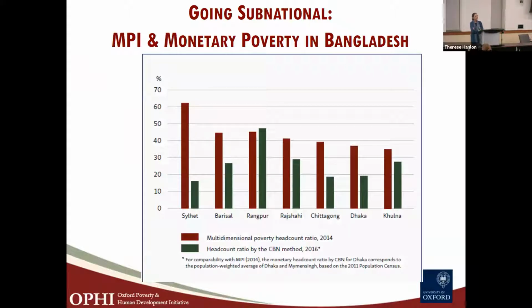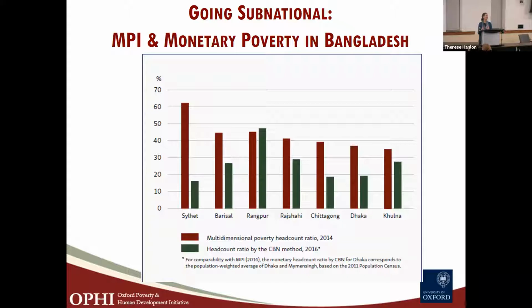Now, how does this happen subnationally? I mentioned that the global $90 a day cannot be disaggregated, but we do have national monetary measures for many countries, which are disaggregated because they're constructed by the national governments precisely for that purpose. And so it's quite interesting to compare. We were recently in Bangladesh and they were fascinated because Sylhet has the lowest level of monetary poverty, which is green, and the highest level of multidimensional poverty. So it's a huge mismatch, and they liked it because it made sense.